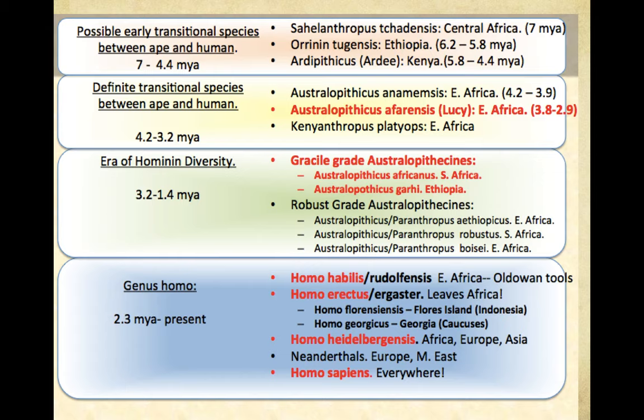Your last major grouping is the genus Homo, which we trace back to about 2.3 million years ago to us here in the present. And we have Homo habilis, also sometimes called Homo rudolfensis, Homo erectus, which sometimes is subdivided into Homo ergaster, Homo floresiensis, and Homo georgicus, which probably has been taken off of the list at this point, but we'll talk about that. Homo heidelbergensis, Homo neanderthalensis, and Homo sapiens, which is us.